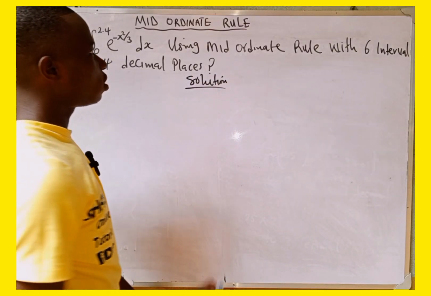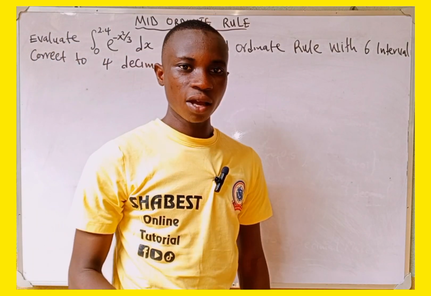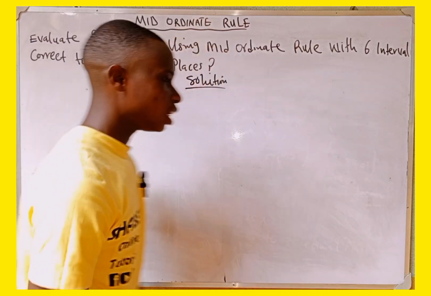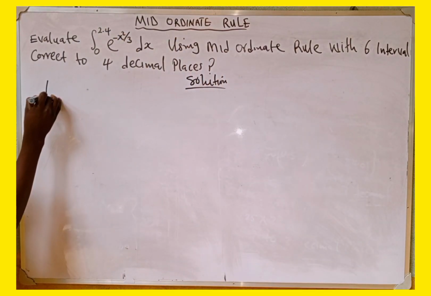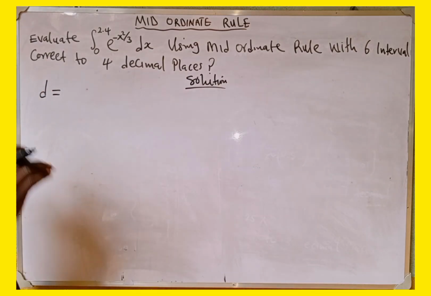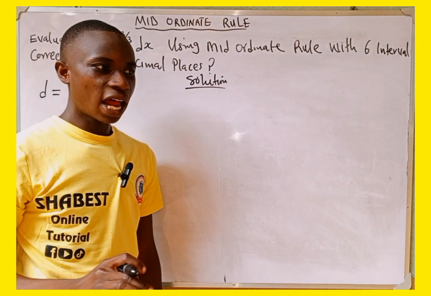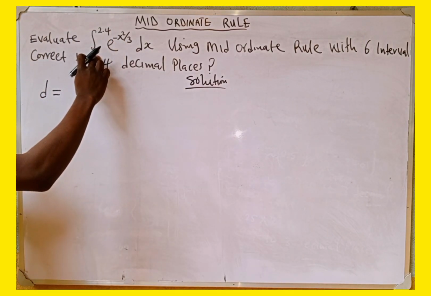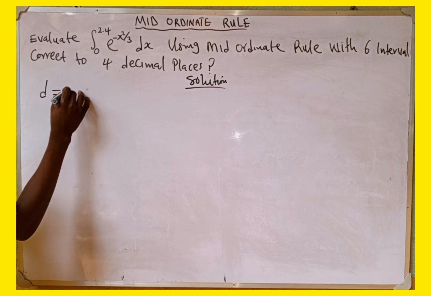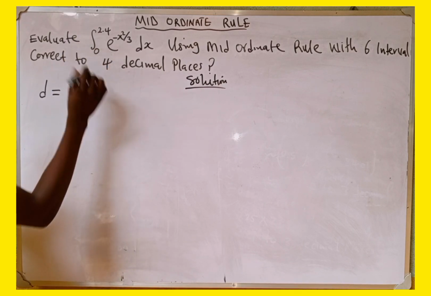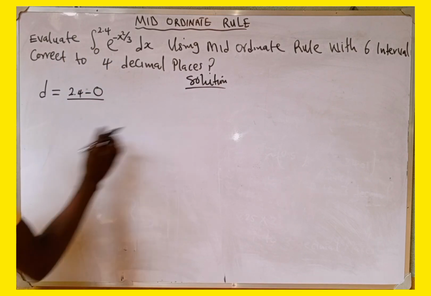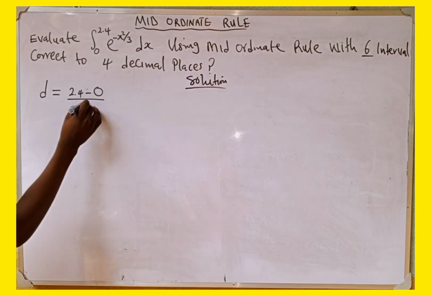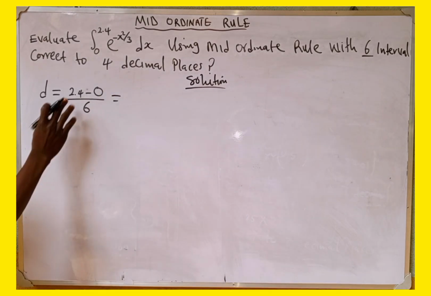If you are using the mid-ordinate rule to evaluate an integral, the first thing we do is get the width of the interval. The width of the interval, denoted as small letter d, is equal to the range over the number of intervals. The range is the difference between the upper limit and the lower limit. So the upper limit is 2.4, minus the lower limit, which is 0, all over the number of intervals given in the question, which is 6.